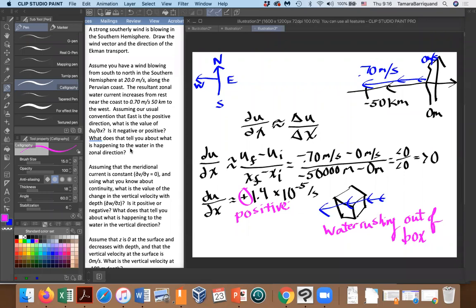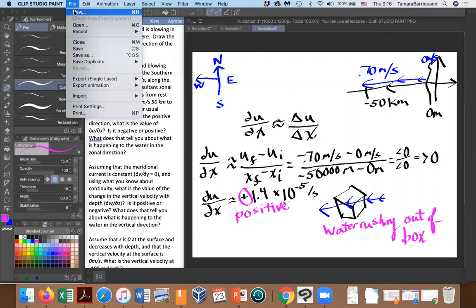All right, so let's go to the next piece here. Assuming that the meridional current is constant. So that tells us that the north-south current, the meridional current, is constant. So that means that dv dy equals 0. And using what you know about continuity, what is the value of the change in the vertical velocity with depth, dw dz? All right, let's open a new window here.